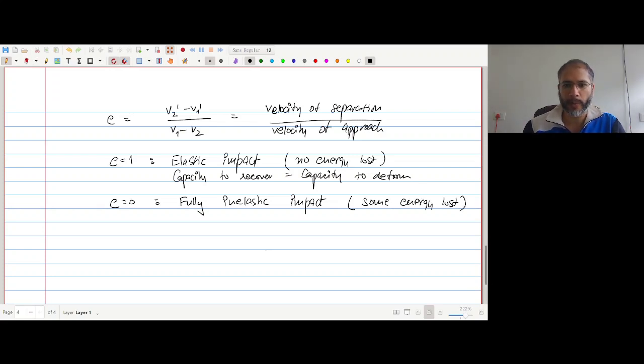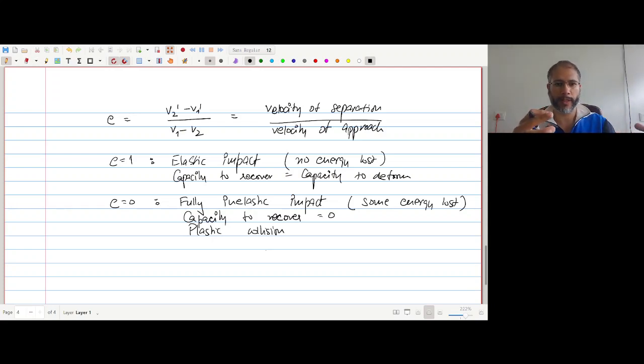So capacity to recover is less. Well, in that case, capacity to recover is 0. That is the case of fully inelastic. So this is plastic collision. It's called the plastic collision, and a typical example is two balls of clay. One ball of clay is moving and the other ball of clay is moving, and they both collide and start moving together with the same speed V naught, because there is no way they can recover.